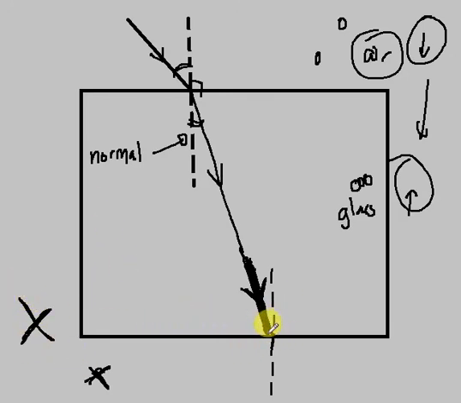Now, when it goes from an area of high density to low density, it will go further from the normal. As you can see here, the angle between the normal and the refracted ray is bigger compared to this one. So if this is A and this is B, A is bigger than B. So this is how refraction happens. Okay, so I hope that's it for now.